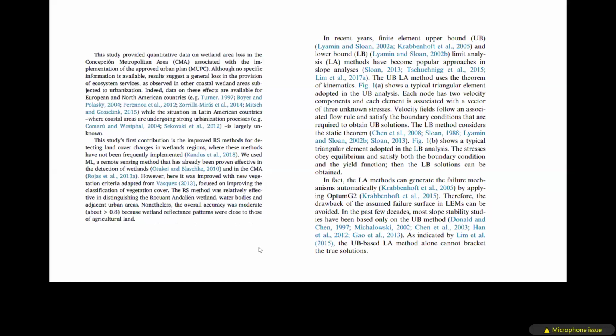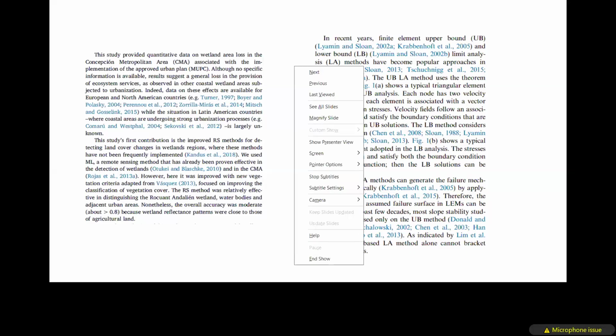Although no specific information is available, results suggest a general... Now they are going to interpret the results. Can you see the interpretative part? Results suggest a general loss, and so on. Right. So this blends with the description, the description followed by the interpretation, right?